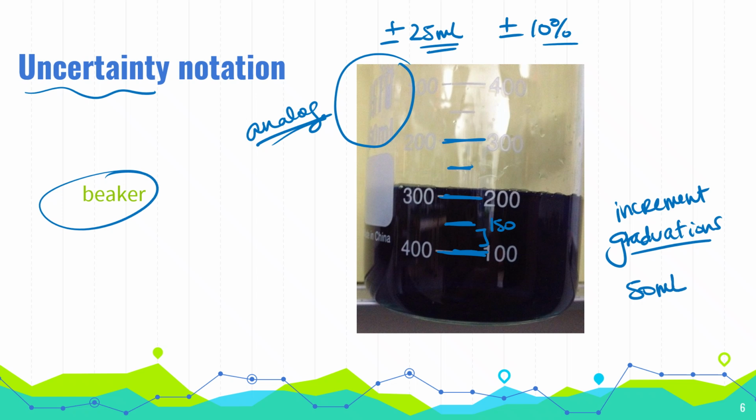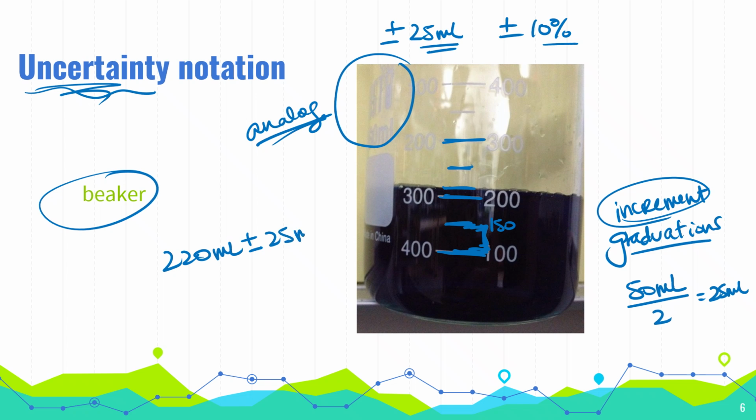What we're going to do to determine the uncertainty is take that increment between the smallest graduations, the smallest spaces between the lines, and divide that in half. 50 divided by 2 is 25 milliliters. That means that the uncertainty of this beaker is plus or minus 25 milliliters. So I'm going to look at this and say, that's like 220 milliliters, plus or minus 25 milliliters. That's a lot of wiggle room.